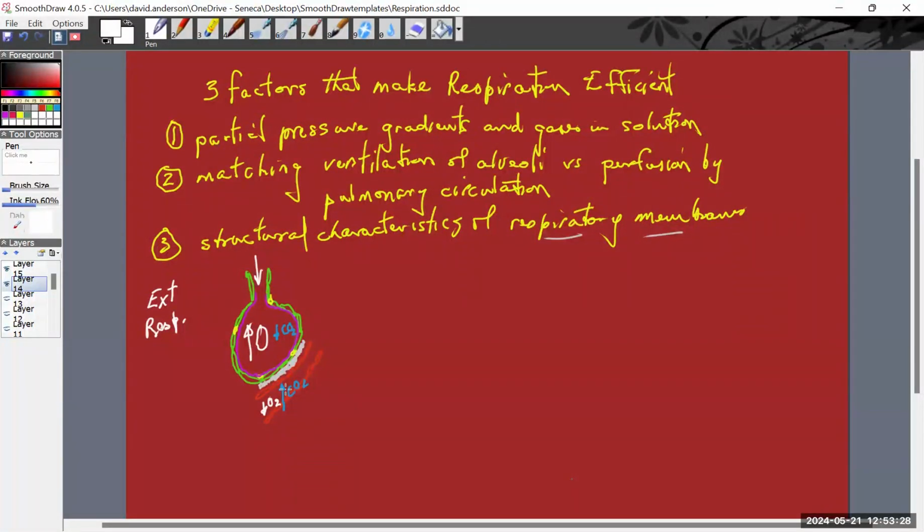Okay, so the idea is that as this capillary network flows through the alveoli of the lungs, this concentration gradient, this partial pressure gradient, favors oxygen being delivered to the capillary and favors CO2 being delivered to the alveolus. Does that make sense?